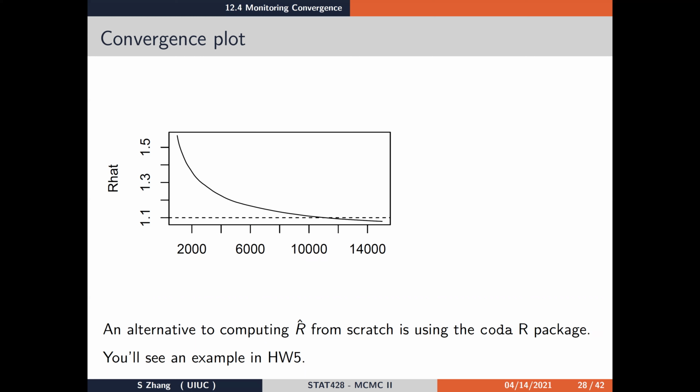For this example, we calculated R hat from scratch. An alternative to this is to use the CODA R package. We're not going to discuss how to use it over here, but you'll get a chance to look at it in homework 5.